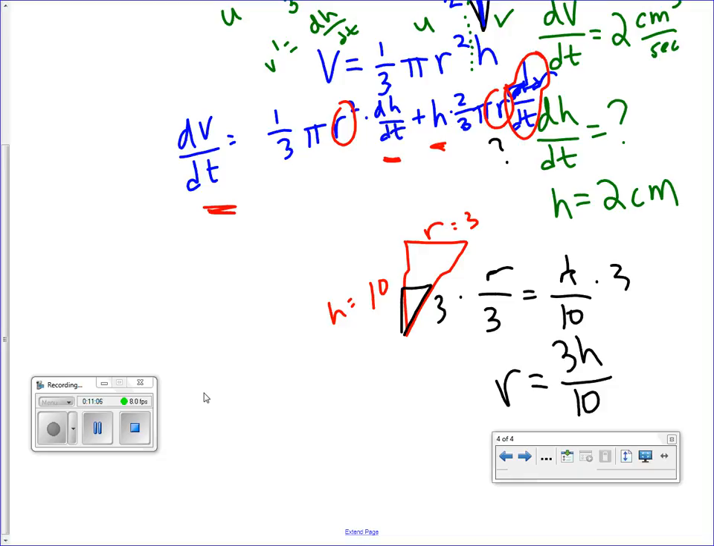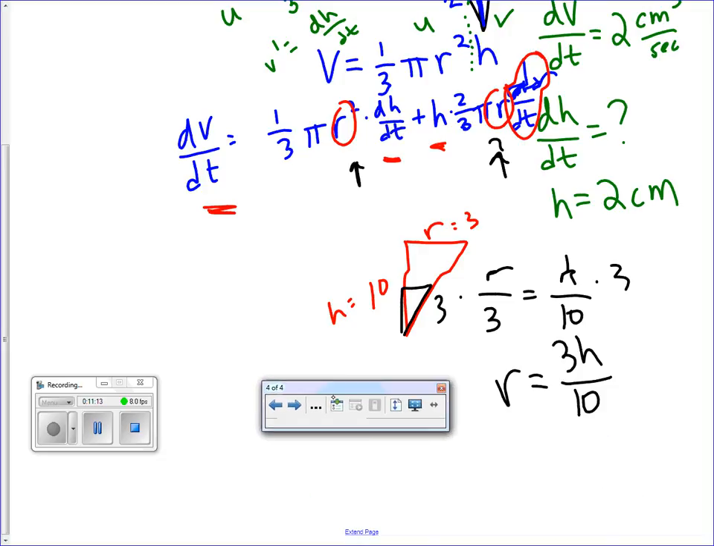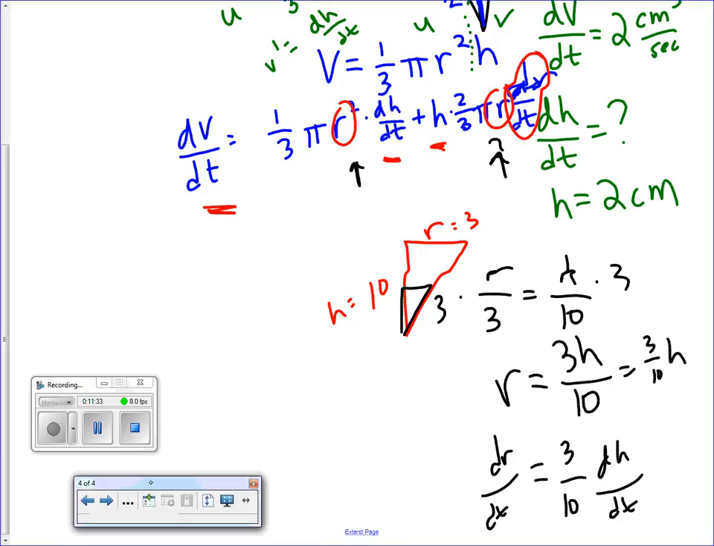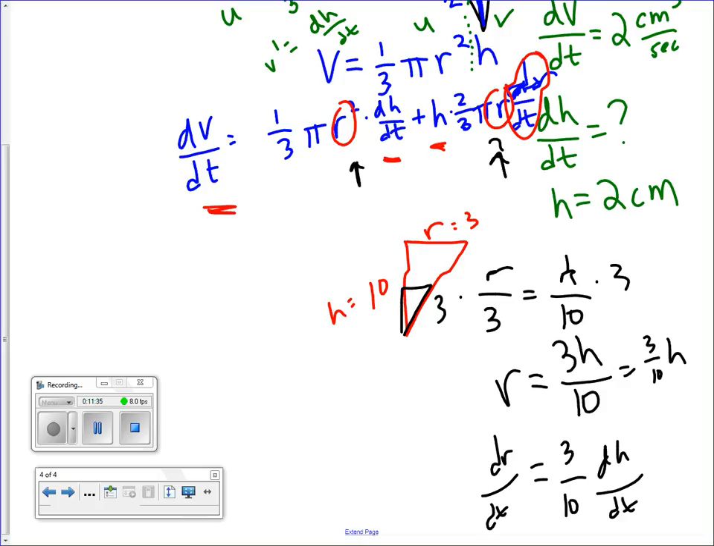So that'll get me r. But I'm also going to need dr dt. Well, I can get that by deriving it. This is the same thing as 3/10 h, so it'll be 3/10 dh dt. So that's how I'm going to get the values for r and dh dt. I did have to do a little extra geometry in there. So now I'm finally ready to start plugging things in.